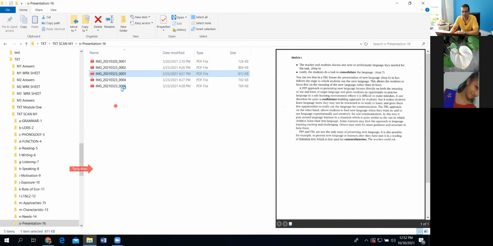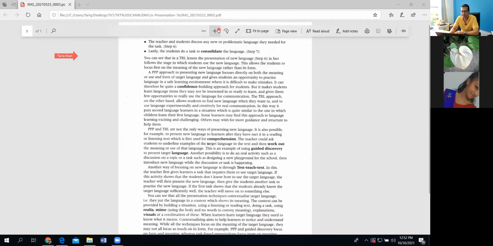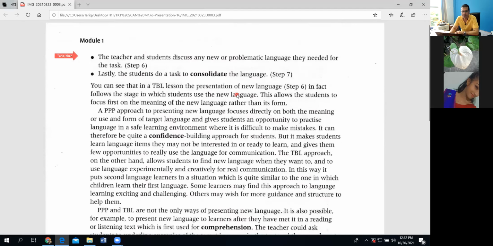Then the teacher and students discuss any new and problematic language they need for the task. Step 6, where she is moving around, asking and seeing where they need help regarding the use of the language. Lastly, the students do a task to consolidate the language. Step 7, consolidate the language.